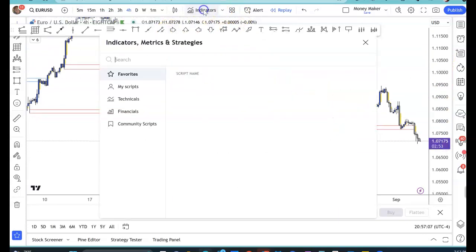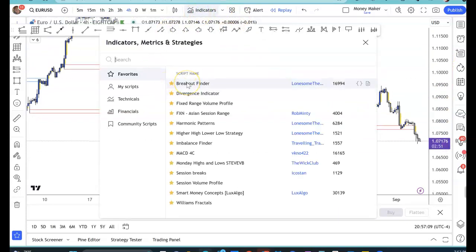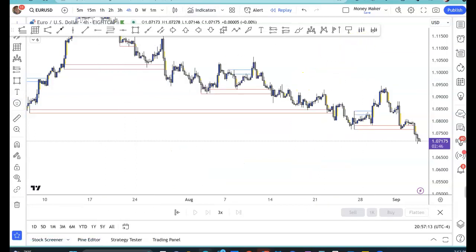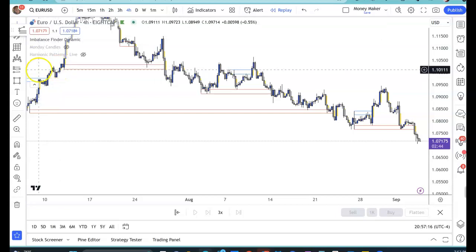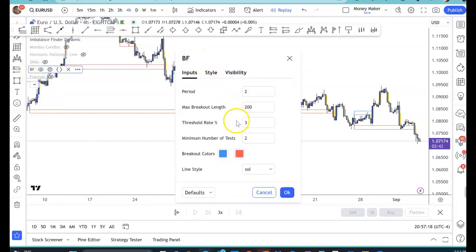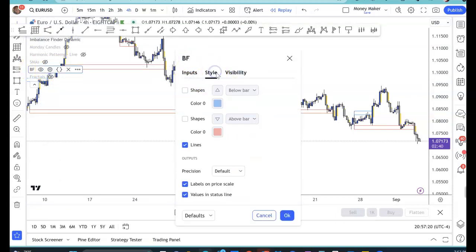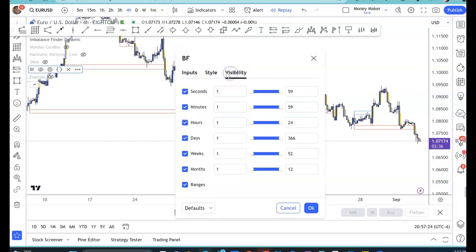You're going to go to your indicators in TradingView. Look for Breakout Finder by Lonesome D, and then it has some other things behind it. In the settings, you're going to go ahead and make sure it matches these settings right here. Inputs, the styles. Actually, you're going to definitely need the lines. And you want this to show on all time frames.